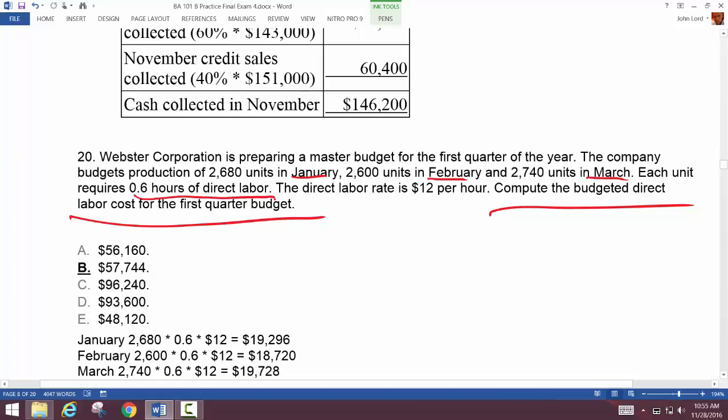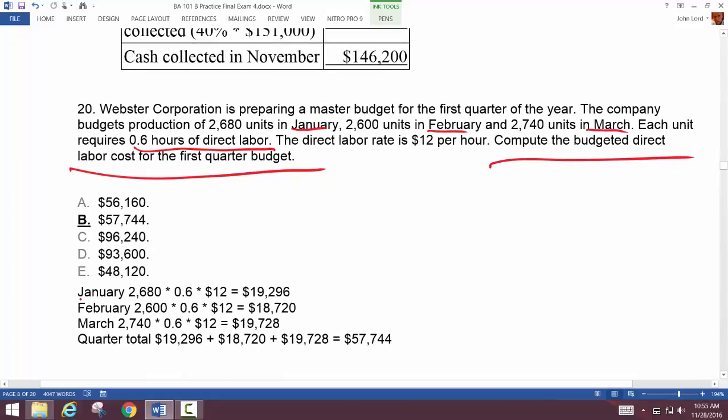Okay, let's just go ahead since I've already shown you the answer rather than have to rewrite it all right there. There's my January units, right? And since it's 0.6 hours per unit, I'm going to multiply the units by 0.6. I don't like to do it that way, though. 2680 times 0.6 is what? 1608?